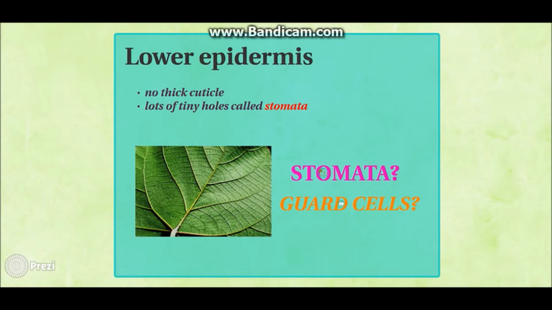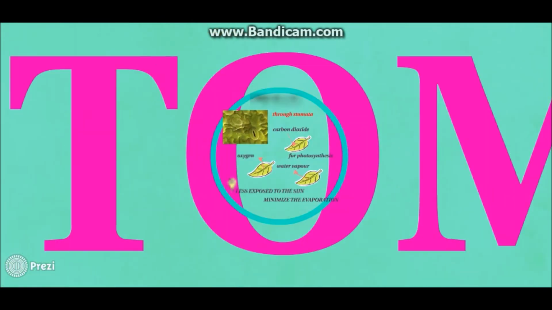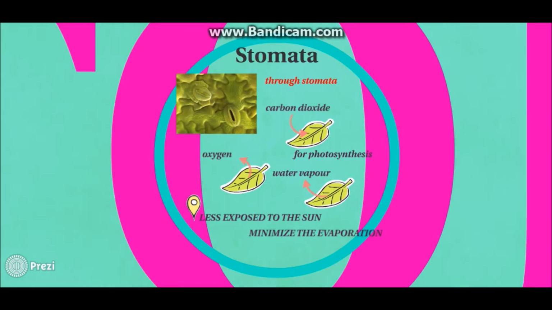In the lower epidermis, there is no thick cuticle since it is less exposed to the sun, but there are lots of tiny holes called stomata, which allow gases to diffuse in and out. So, what are stomata? In stomata, carbon dioxide diffuses in for photosynthesis, and oxygen made in photosynthesis diffuses out of the leaf, and water vapor diffuses out. Also, they are in the lower epidermis, which is less exposed to the sun, so evaporation of water is kept to a minimum.